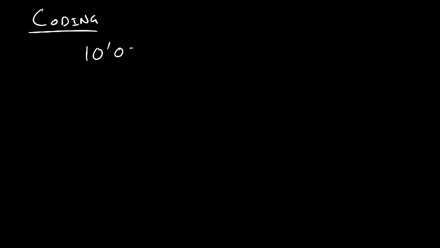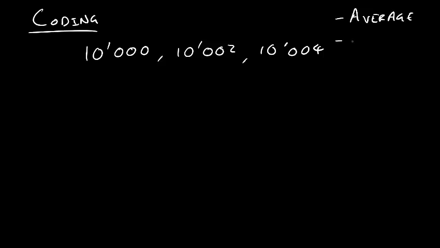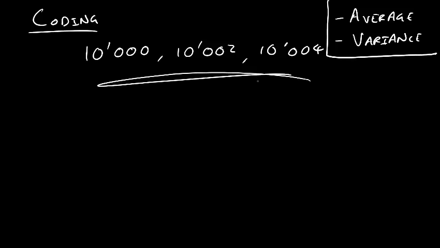Let's suppose I have 10,000, I have 10,002 and I have 10,004, okay? And all I want to do is get a feel for this data by taking the average, and I just want to take the variance, and from that I can infer the standard deviation, but I'm not going to bother with that. So I'm just going to work out the average and the variance of this data here. Okay, well I can easily work out the average.